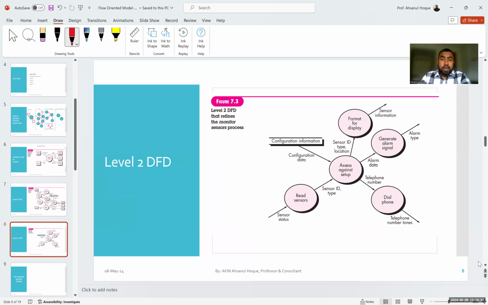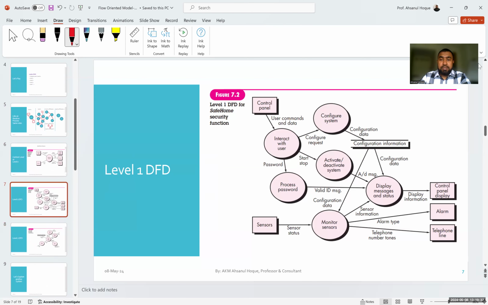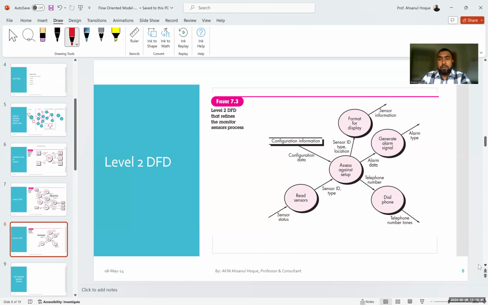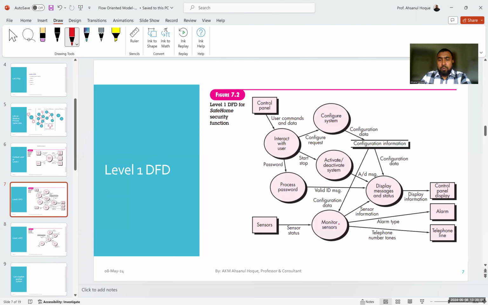Then if you go to level 2, where we actually break the monitor sensor process, which is this one, the monitor sensor process, we decompose it or break it into the further level, which is level 2. And we got 5 sub-processes. Whatever the data connections or number of inputs and outputs, they have to be managed from there. So if you go back to the rule, the monitor sub-process contains 1 input, and another input from the data store, and it is generating 3 outputs.